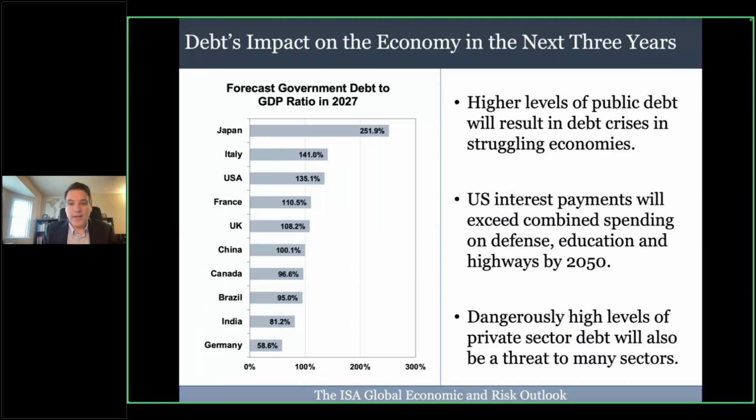Debt, we talked about debt, is just such a big issue going forward. Keep this in mind. By the year 2050, the US will be paying more on interest payments for its debt than it will be on combined education, highways, and defense. That's a staggering number. And that's a trend that's happening all around the world. And it's not just happening in the public sector, it's also happening in the private sector.